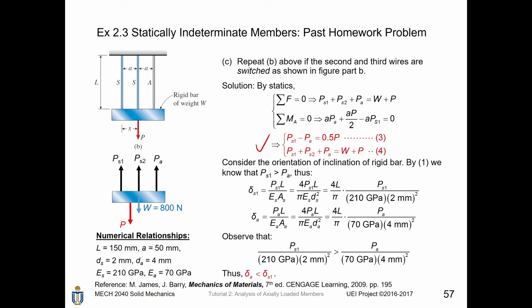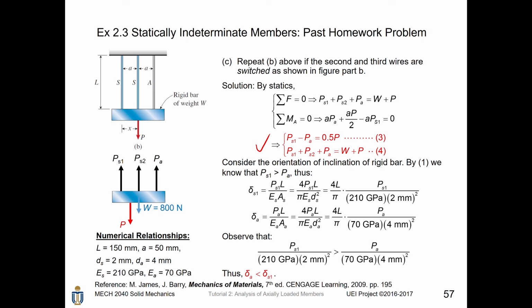To do this, we consider the change of length formula for S1 and A. For S1, still we use the PL over EA equation. We put the values inside, we take the common factor out, and we compare their denominators.